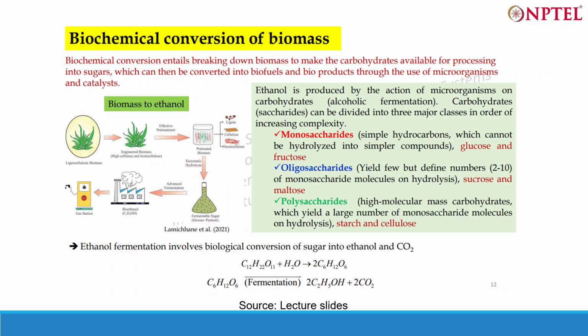Carbohydrates can be divided into three major classes: monosaccharides, oligosaccharides and polysaccharides. Monosaccharides are very simple carbohydrates which cannot be hydrolyzed into simpler compounds because they are already simple, like glucose and fructose. Oligosaccharides yield a few but defined number of monosaccharide molecules on hydrolysis, like sucrose and maltose. When you go for hydrolysis, these can be converted to glucose and fructose. Polysaccharides are higher molecular mass carbohydrates that yield a large number of monosaccharides. Okay, starch and cellulose are examples of polysaccharides.